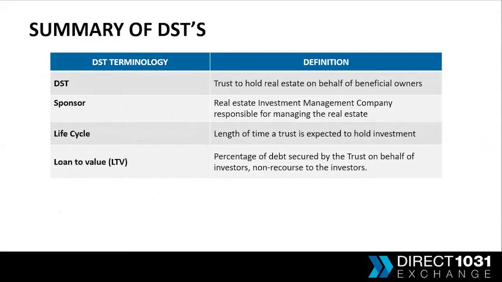So, a quick summary of Delaware statutory trust terminology. A DST is a trust to hold real estate on behalf of beneficial owners, generally in fractional units or interests. A sponsor is a real estate investment management company responsible for buying, purchasing, and managing the real estate of a Delaware statutory trust. A life cycle is the length of time a trust is expected to hold an investment. And loan to value is commonly referred to in the PPMs as well as inside of offerings for real estate. If there is debt, an LTV calculation is simply published, which is the percentage of debt secured by the trust on behalf of the investors, but is non-recourse to the investors themselves.